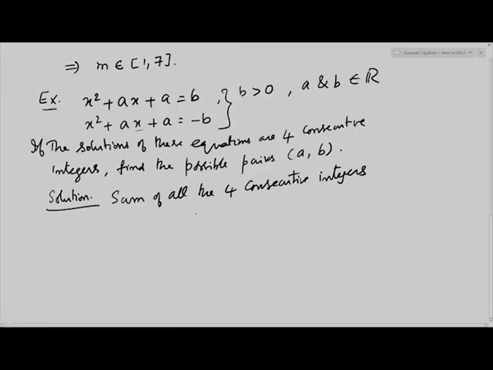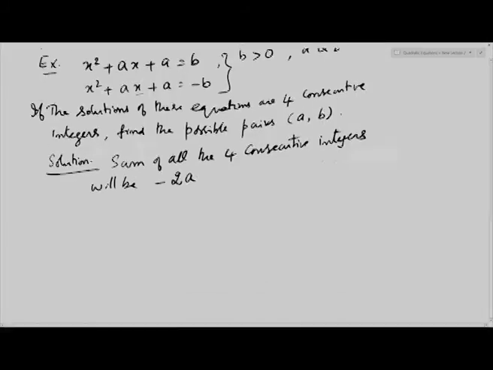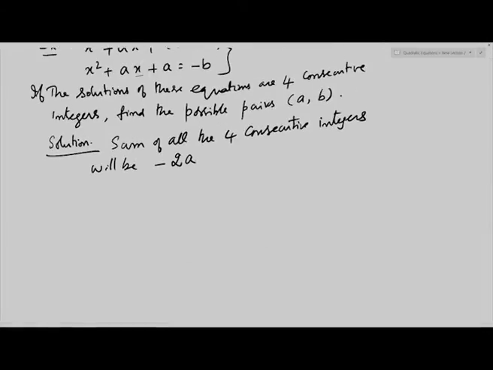Therefore, the sum of all the 4 consecutive integers will be minus 2a. So, this is the first information we have got. Let us say now we have to find the roots, what are the roots explicitly. Now, let one of the roots be n, so if n is a root, the other root will be n plus 1.